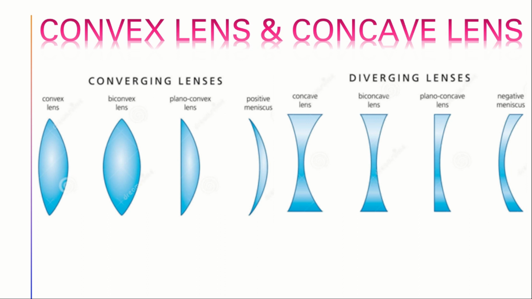Moving on to concave lens. Concave lens is thinner in the middle and thicker at the edges. There are three types of concave lenses: biconcave, plano-concave and concavo-convex. Concave lens can be considered as a set of prisms and a glass slab. Concave lens behaves as a diverging lens.